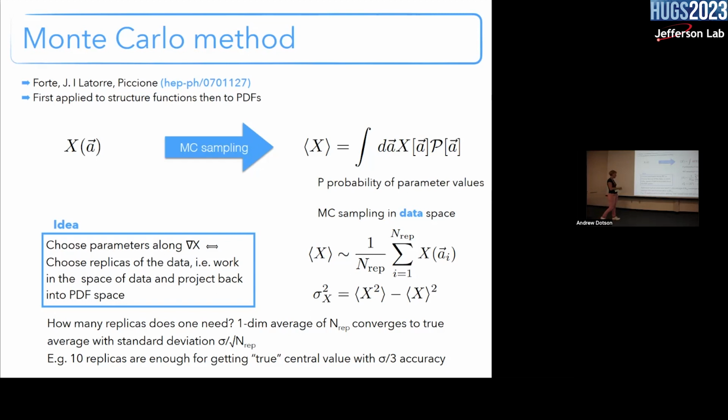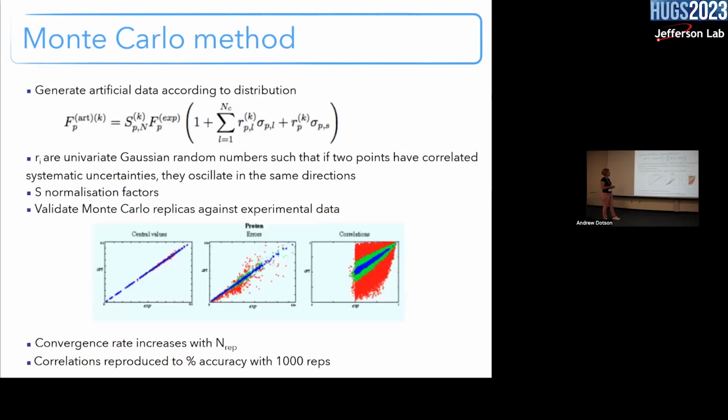So you do it in the data space, okay? What does it mean to do it in the data space? It means that you have your data, for example the experimental data, and on top of it, you generate artificial data, which are generated according to the error and the correlation that you get from the actual experimental data. So you generate thousands of data which are distributed around your original data points, okay?